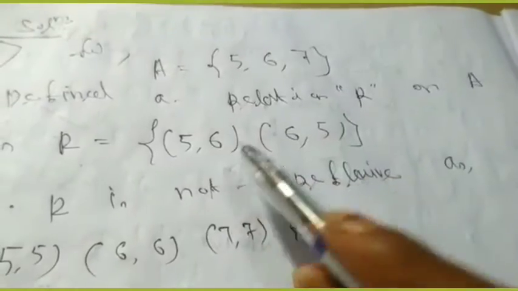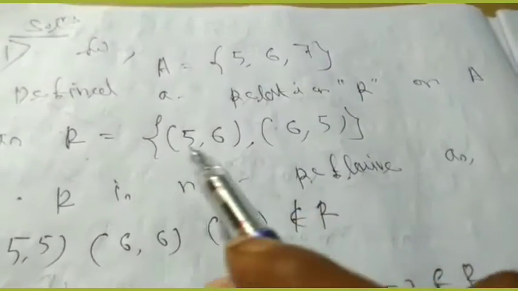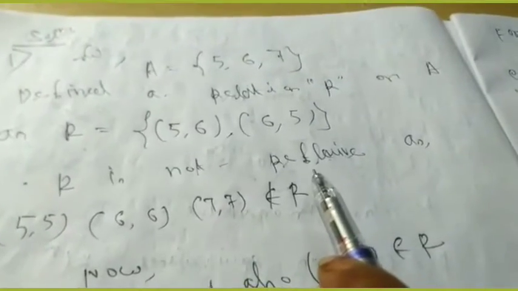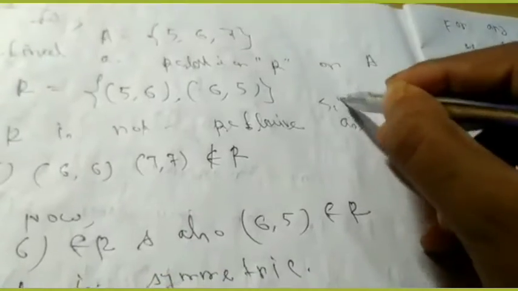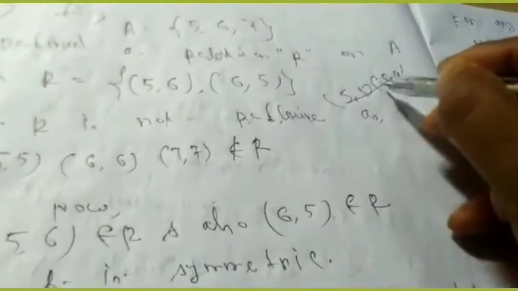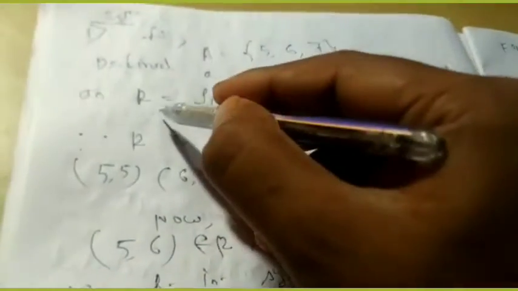From here we write the ordered pairs. The ordered pairs in the relation are (5,6) and (6,5). So it is not reflexive. Why is it not reflexive? We do not get equal elements like (5,5) or (6,6). That kind of element does not exist in this relation. That's why it cannot be reflexive.